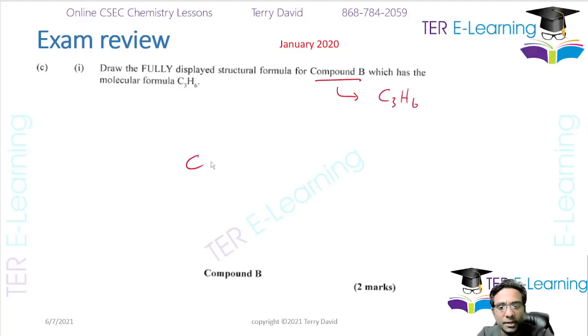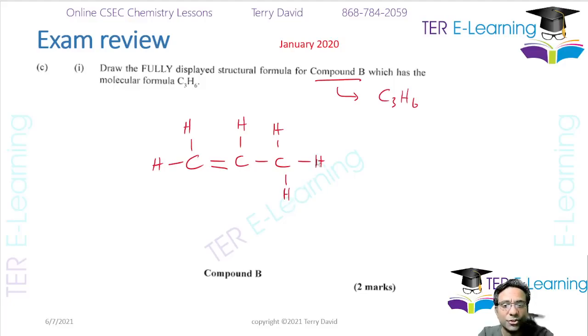So put 3 carbon atoms, but the thing is, you realize you only have 6 hydrogen, so that tells me that there has to be a double bond somewhere inside it. Right? So this is the only way I can get that formula of C3H6. Right? All they want us to do was draw the structure. They didn't ask us to name it. So they just want us to draw it. Again, easy 2 marks.